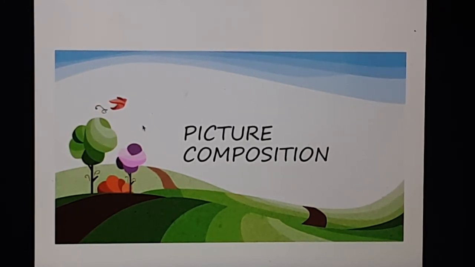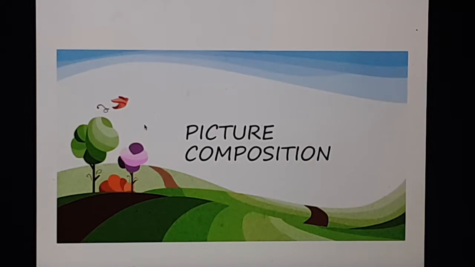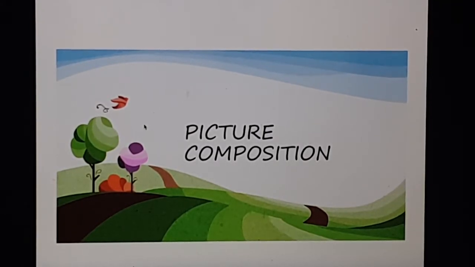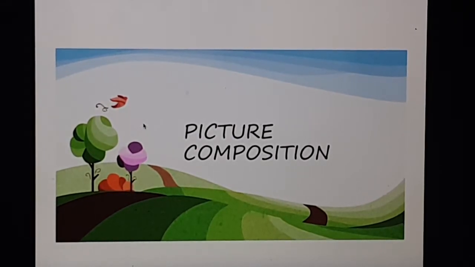Good morning again. So, our next topic for today is picture composition. See here, the word is picture. So, that means we have some kind of picture here. And then composition. Composition is putting something into words, composing something. So, here, what are we dealing with? A picture and putting that picture in words, expressing that picture in words, because every picture tells us a story.